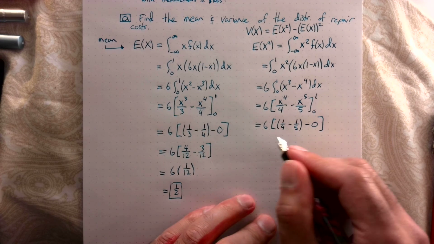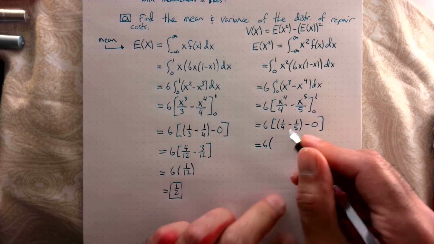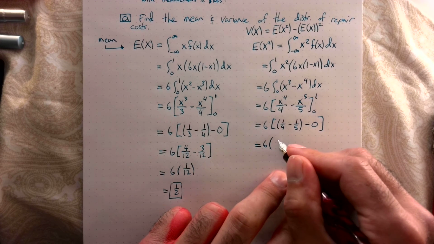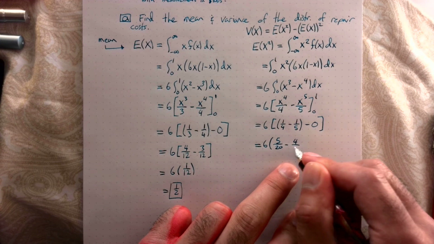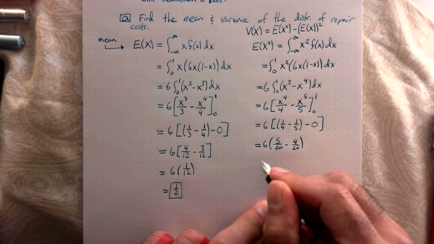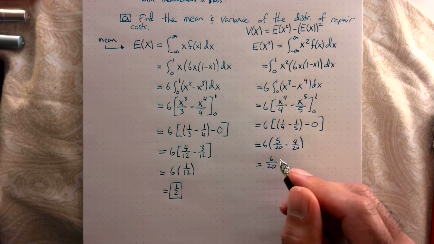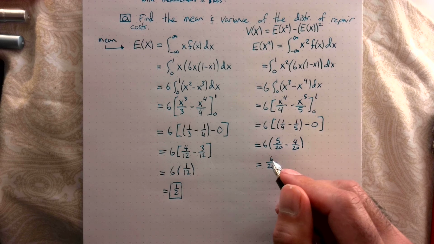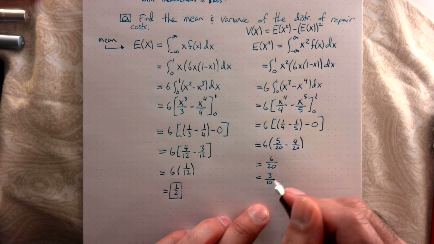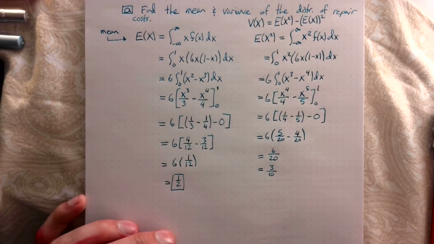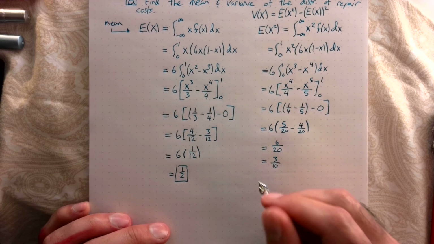So now, again, I should get common denominators here. So this is going to be 6 times 5/20 minus 4/20. So that's 1/20. So this is going to be 6/20. So I guess that's 3/10. And that's our expected value of x squared, right? But again, we need to plug that into this computational formula for the variance.